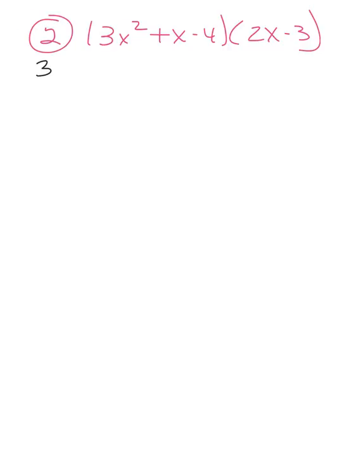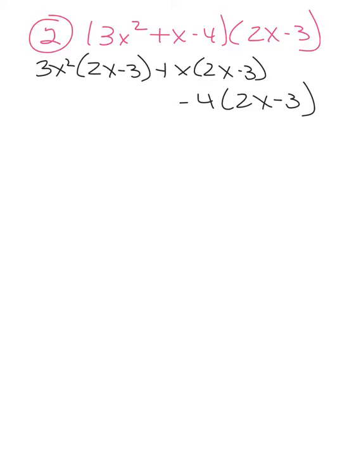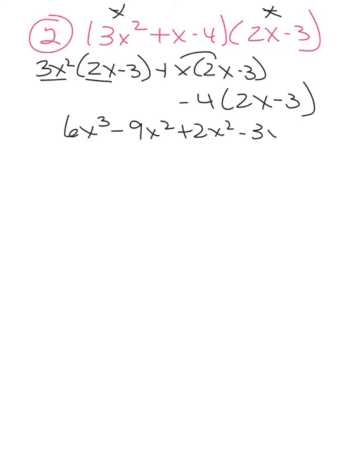So again, I'm going to take my first term, 3x to the second, times 2x minus 3, plus x times again 2x minus 3, and then minus 4 times 2x minus 3. So when using the horizontal method, I'm going to take each term in my first polynomial and multiply that by both terms in my second polynomial. So 3x squared times 2x gives me 6x to the third. 3x squared times negative 3 gives me negative 9x to the second. I distribute over here, so I get x times 2x gives me 2x to the second. X times negative 3 gives me negative 3x. And then I have negative 4 times 2x gives me negative 8x. And then negative 4 times negative 3 gives me positive 12.